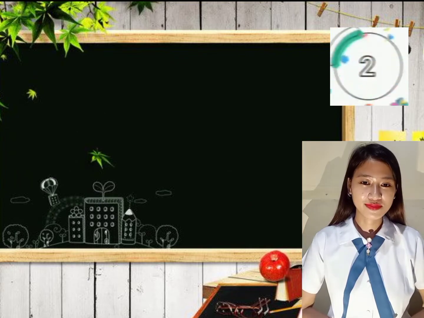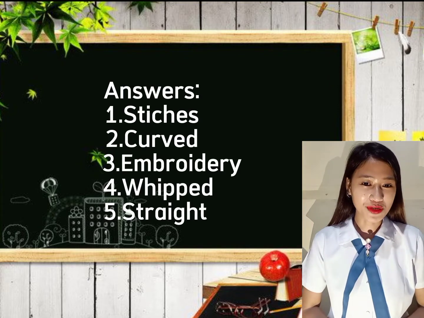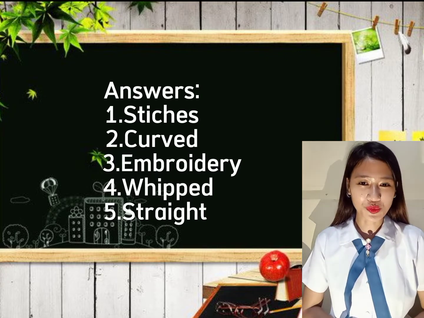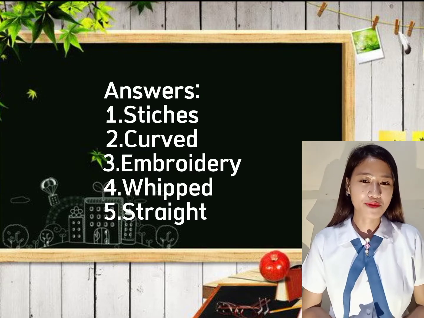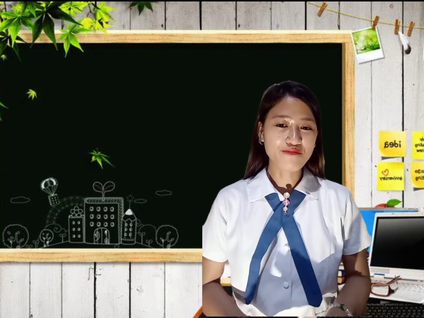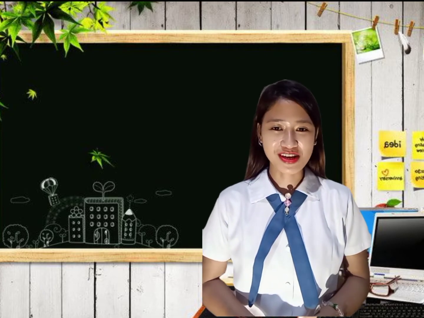Let's answer. Number 1, stitches. Number 2, curved. Number 3, embroidery. Number 4, whip. Number 5, straight. I hope you got the perfect answer. Now we are done with our basic embroidery stitches. Now let's have a post test to see if you really understand our discussion.